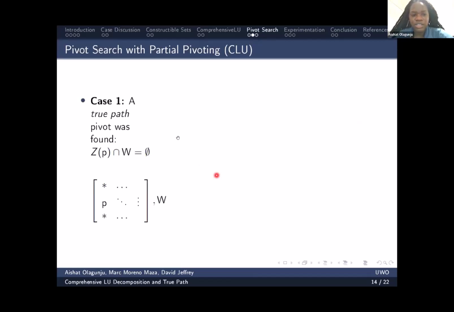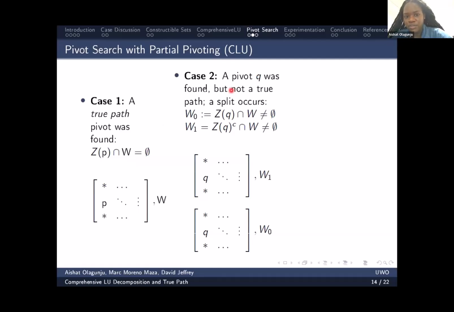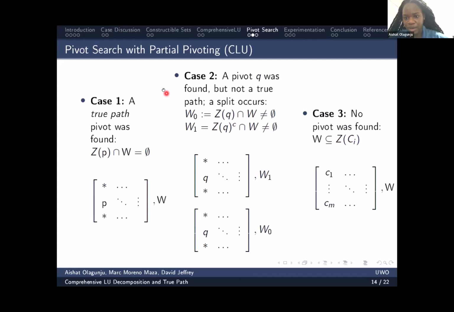And those two strategies we call pivot search with partial pivoting, CLU, and we have three cases for that. The first is a true pivot was found, that is, the pivot we chose, P, has no common zeros with the given constraints W, which is the most ideal case. Or a pivot Q was found, but it wasn't a true pivot, so a split occurs. That means some parts of Q vanish on W and some do not. And the third case would be no pivot was found. That is, W itself is actually a subset of the zero set of that column.